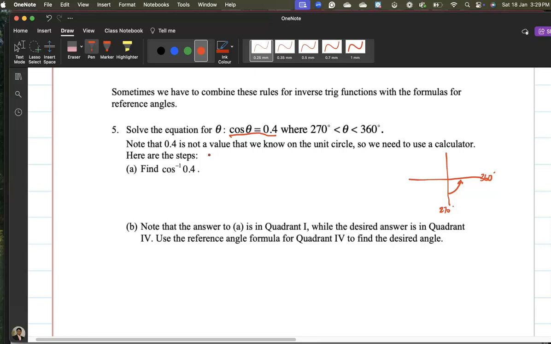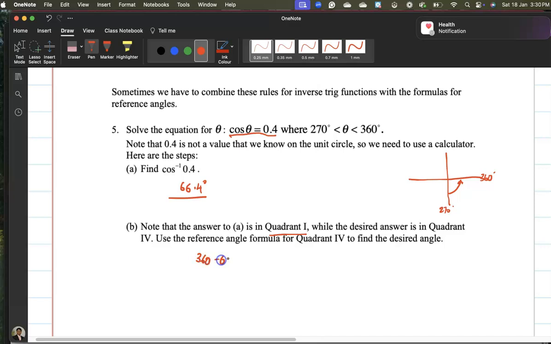Because in the table, it says cos of 30 is this, but here there's no 0.4. So you have to use the calculator. It gives 66.4. That's my reference angle. Note that the answer is in the first quadrant, while the desired answer is in the fourth quadrant. Use the reference angle formula to find the fourth quadrant. So 360 minus 66.4.